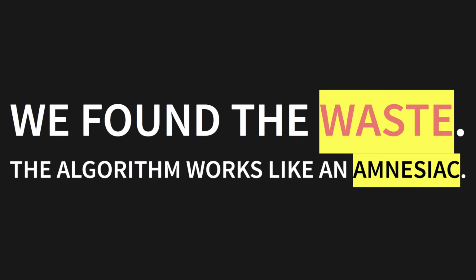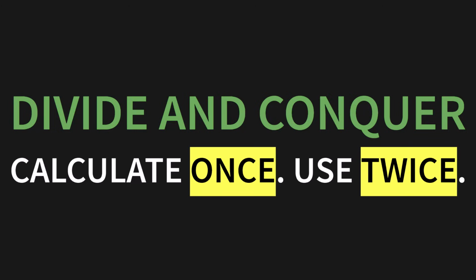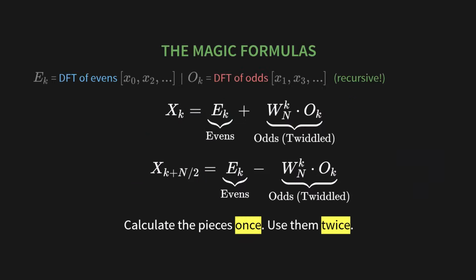It's a divide and conquer algorithm. The idea is simple but brilliant. Calculate these smaller pieces once and use them twice. By eliminating all this redundant work, we can take a problem that was once impossible and make it incredibly fast. And the entire elegant fix is captured in two simple-looking formulas. These are the magic formulas.